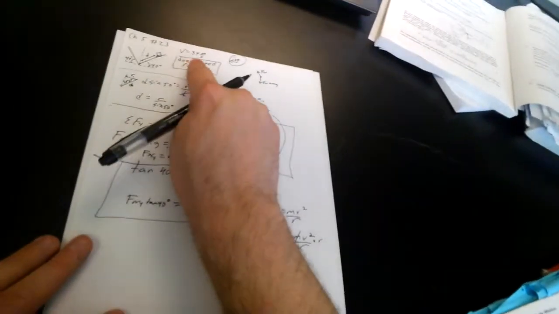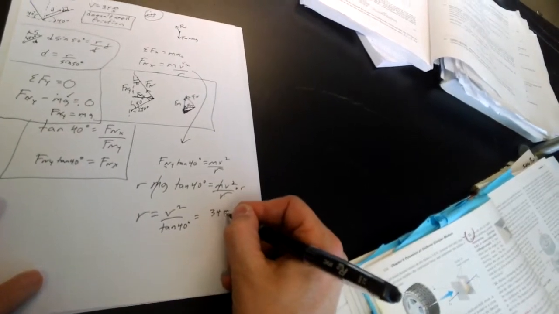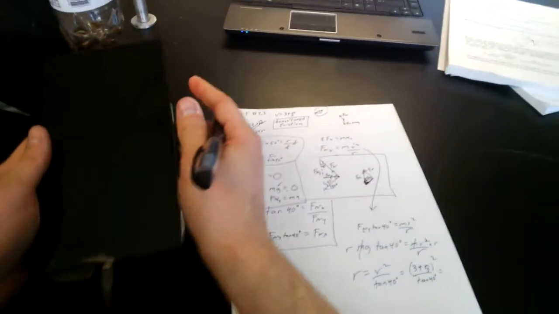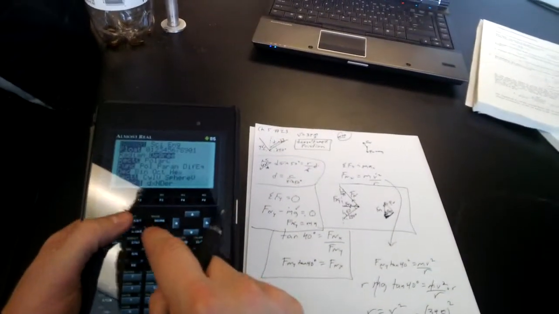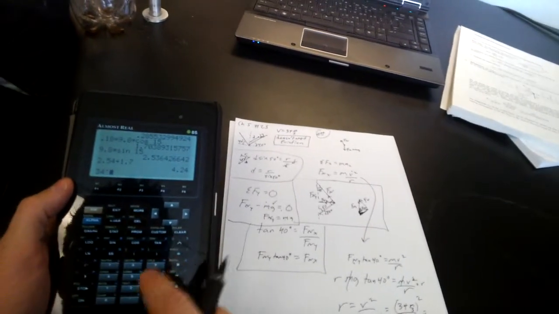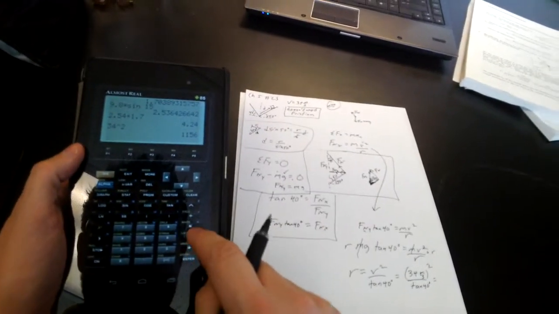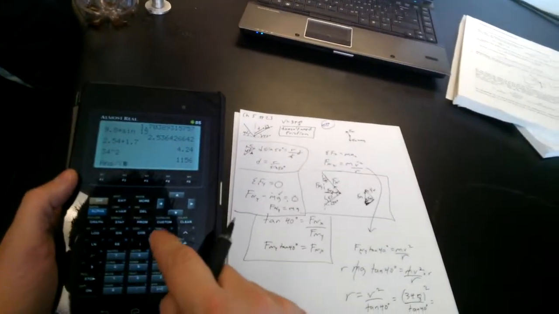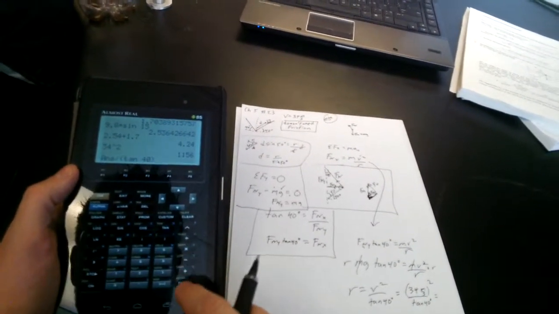V, if we remember from the problem, was 34. So 34 meters per second, that's squared. Don't forget to square. Divided by tan 40 equals something that we'll figure out here. I better make sure I'm in degree mode. Yep, I'm in degree mode. So let's take 34 squared and divide it by the tangent of 40.